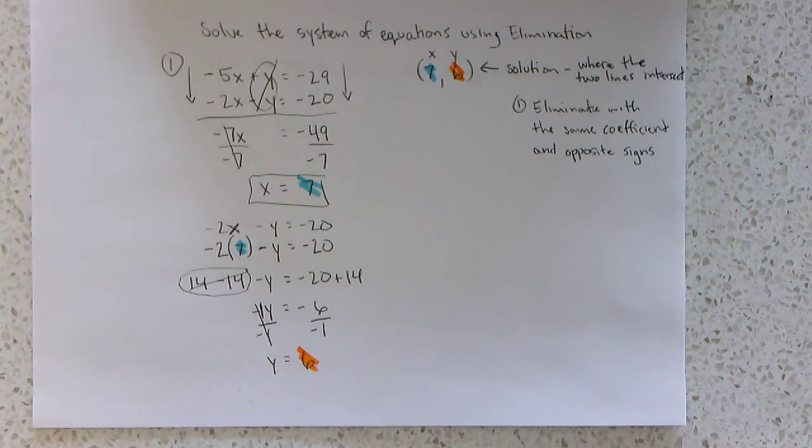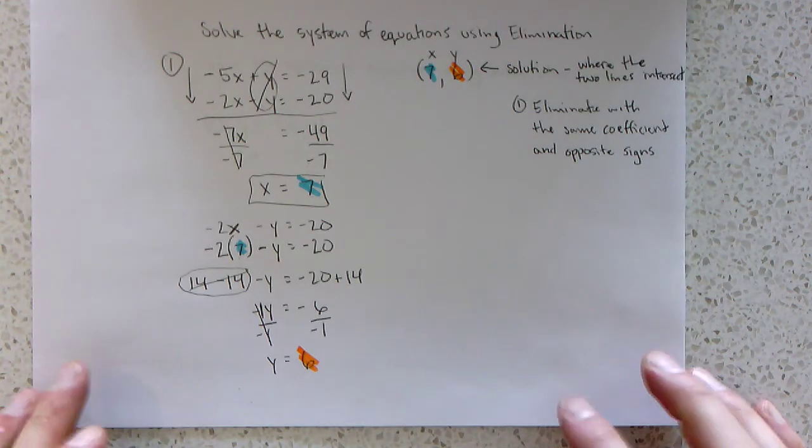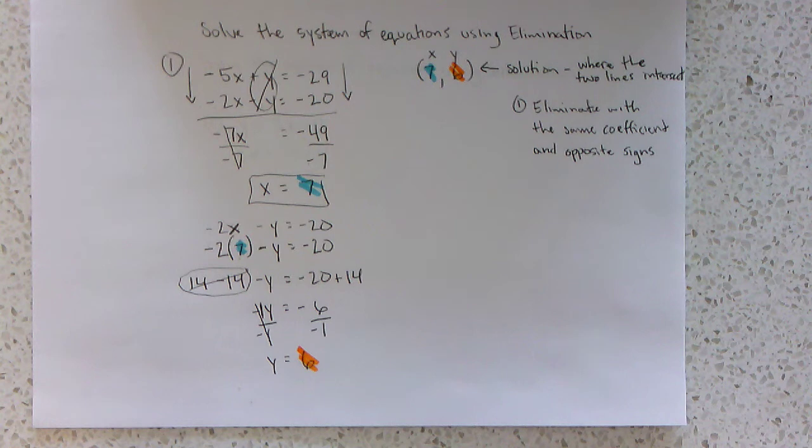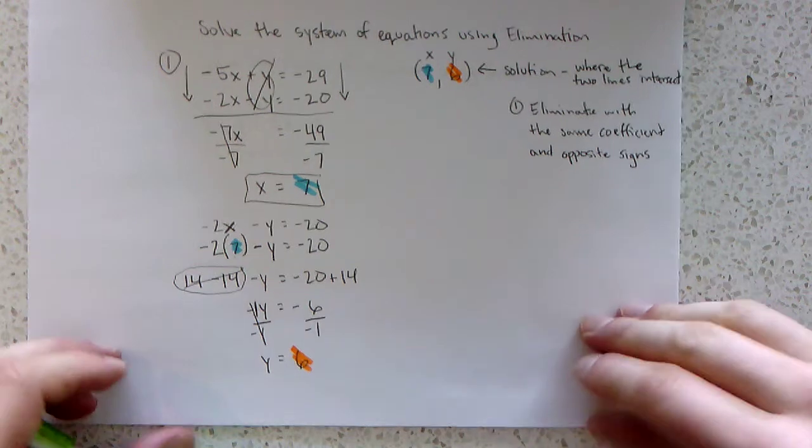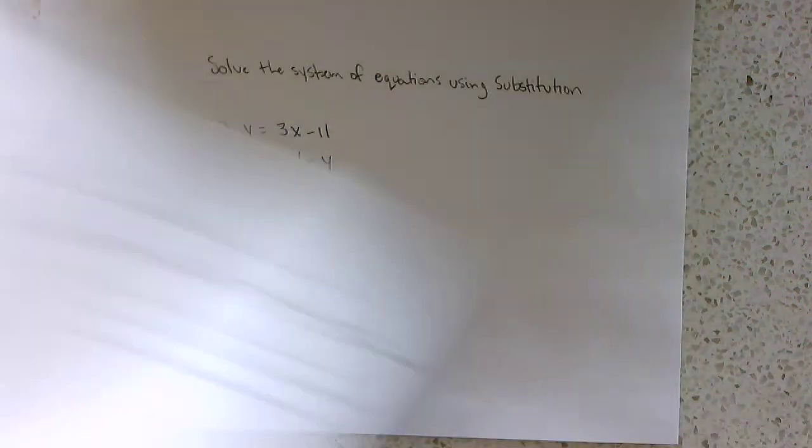So where they're going to cross. All right, and so that is solving using elimination. So next thing we're going to take a look at is solving using substitution.